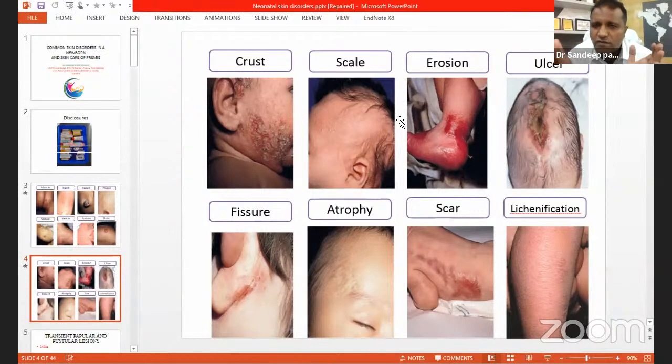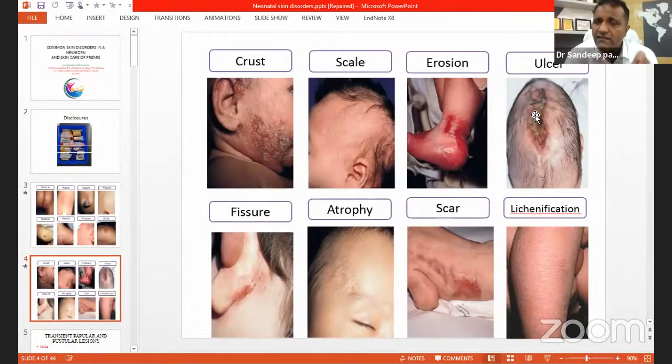Scale is also because of the denudation of the superficial part of the skin, but it is not wet, it is very dry. You can call it dandruff-like. So a scale is very dry and white, because of denudation of the superficial part of the skin. Now coming to erosion, it is denudation of the skin, but the deeper part of the skin is visible because of that.